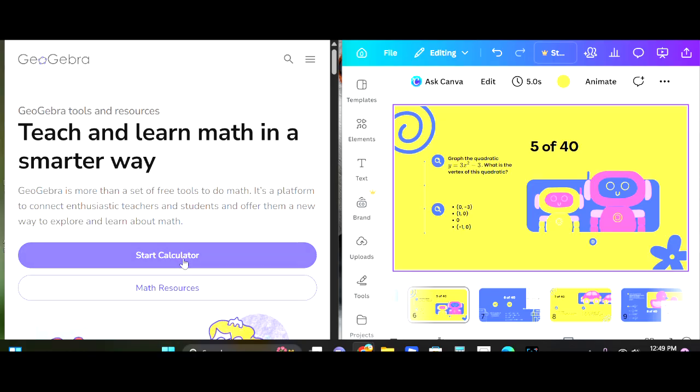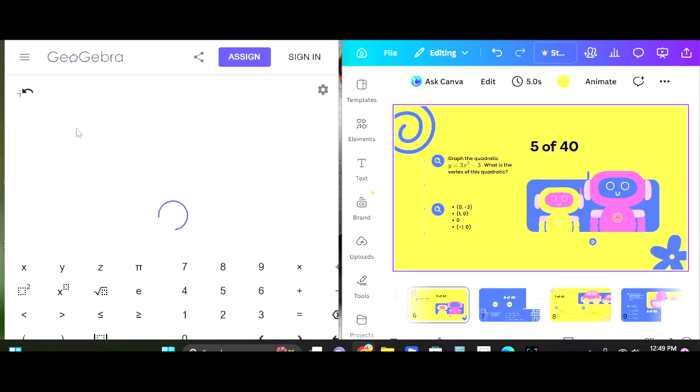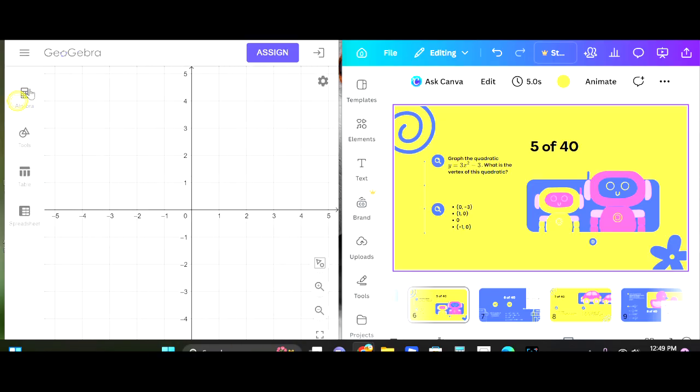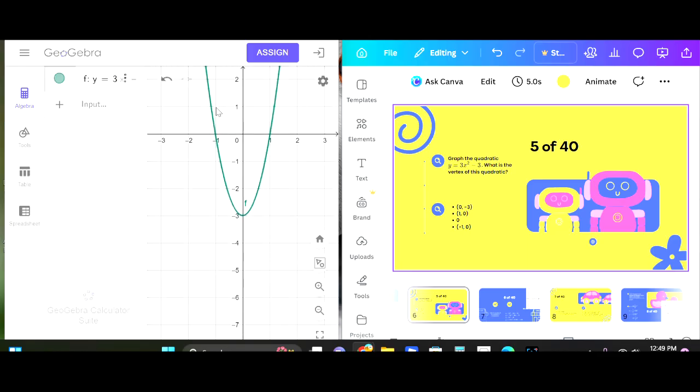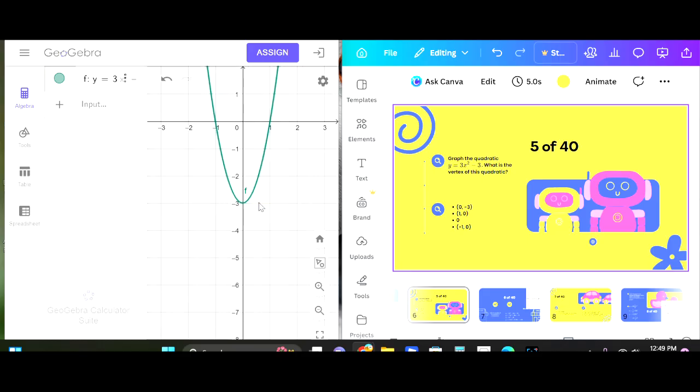All right, we're going to start our calculator over on GeoGebra, and we want just algebra. We input our formula, which is y equals positive 3x squared minus 3, and it graphed it for us. So we need to find the vertex. The vertex is the turning point of the parabola, and it can be either a low point or a high point. For this case, it's a low point, and our vertex is right here at x equals 0 and y equals negative 3.